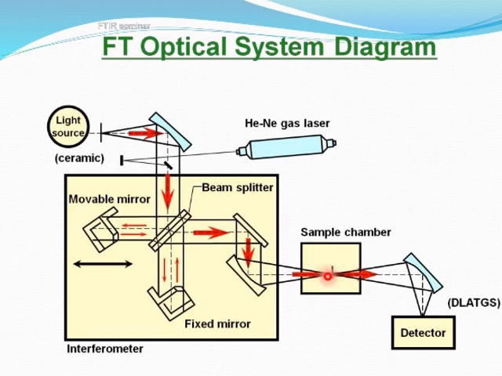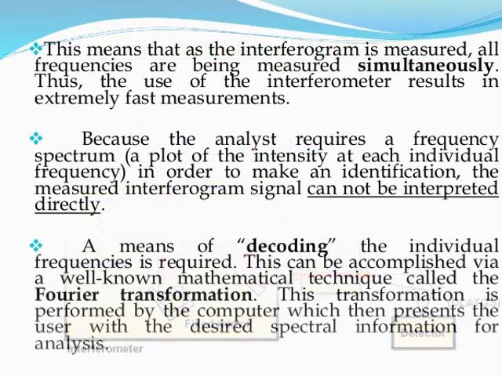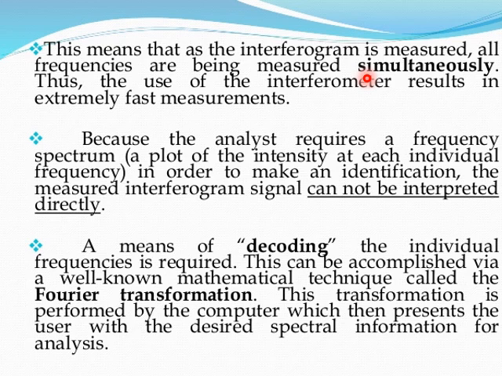This is a sample chamber. The sample is placed here, so radiation will be absorbed in the sample, and here is the detector. The detector will detect the signals, and an interferogram will be formed. This means that as the interferogram is measured, all frequencies of IR radiation are measured simultaneously, and thus the use of an interferometer results in extremely fast measurement. At the same time all the frequencies are measured and the interferogram is formed.